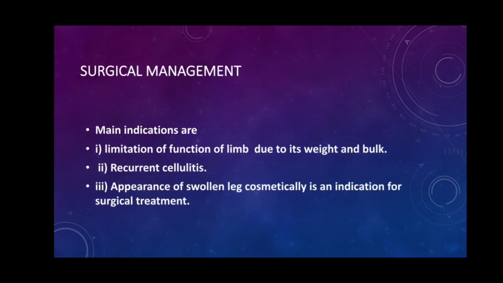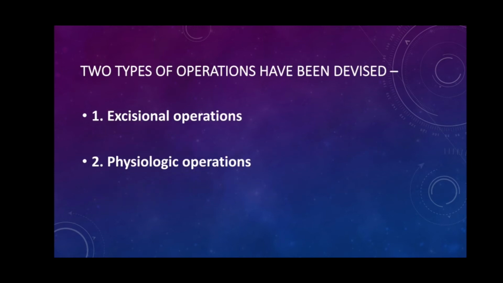Surgical management of primary lymphedema. Main indications are: 1. Limitation of function of the limb due to its weight and bulk. 2. Recurrent cellulitis. 3. Appearance of the swollen leg, cosmetically, is an indication for surgical treatment. Two types of operation have been devised: 1. Excisional operations and 2. Physiologic operations.